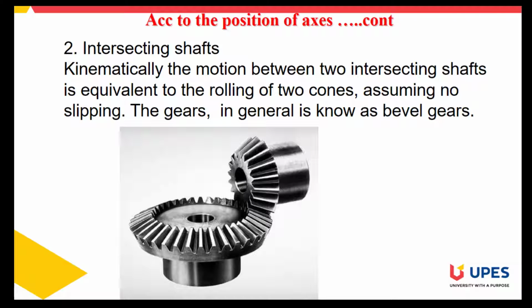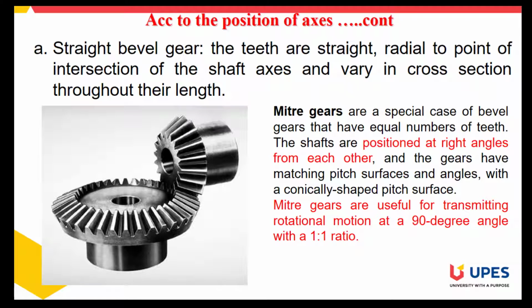So you look at these bevel gears. Now in the bevel gears you have further different categories. We'll talk about straight bevel gears. In this case the teeth are straight, radial to the point of intersection of the shaft axes, and they can vary in cross section throughout their length. You can see the cross section of the gear teeth varying from the leading point to the last point.